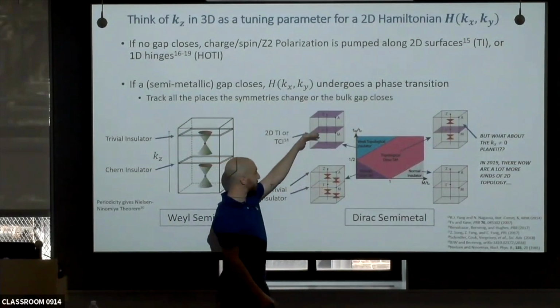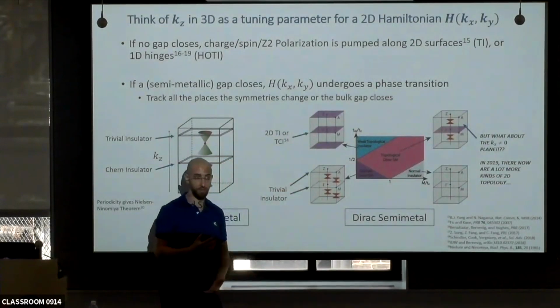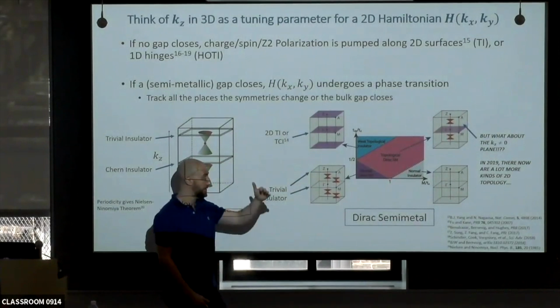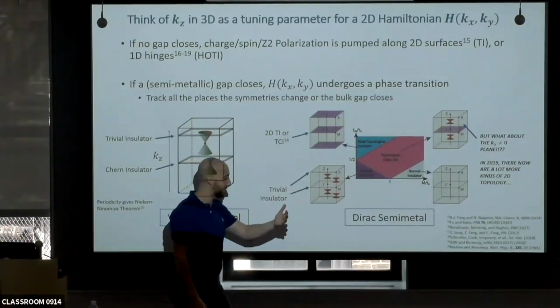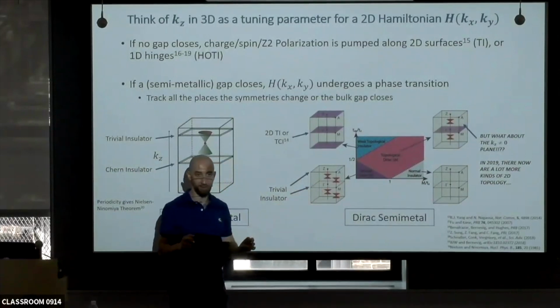At kz equals pi, I do not have that, and so I have what I call a topological Dirac semimetal, where it's some kind of obstructed pumping process between a 2D TI and a 2D trivial insulator. But then that leaves you to say things like, this configuration of Dirac points is a trivial or normal Dirac semimetal.